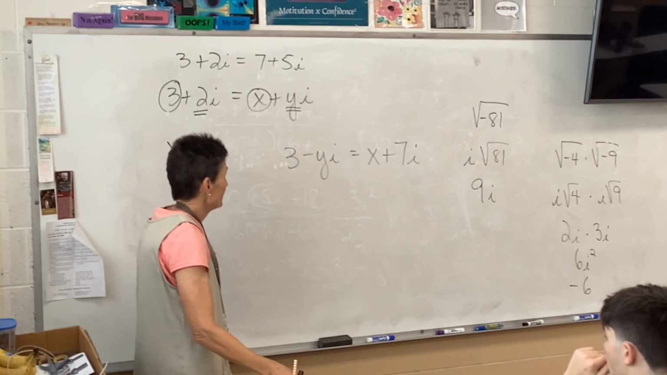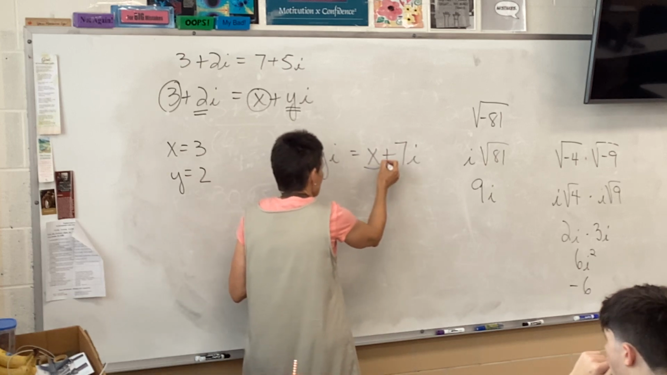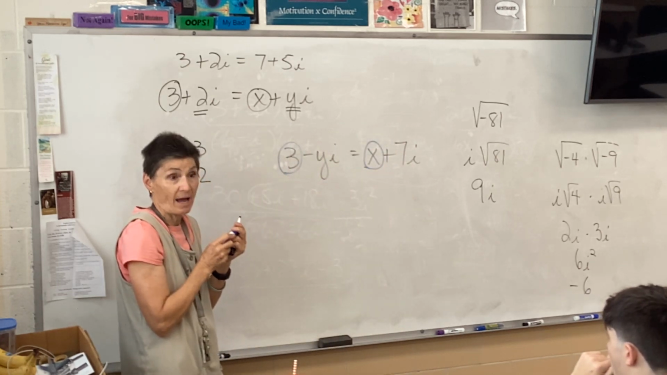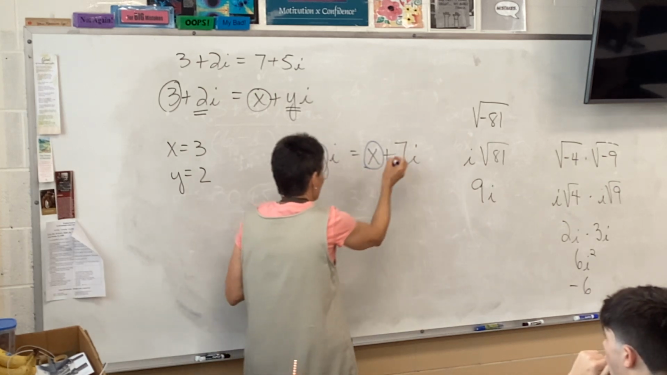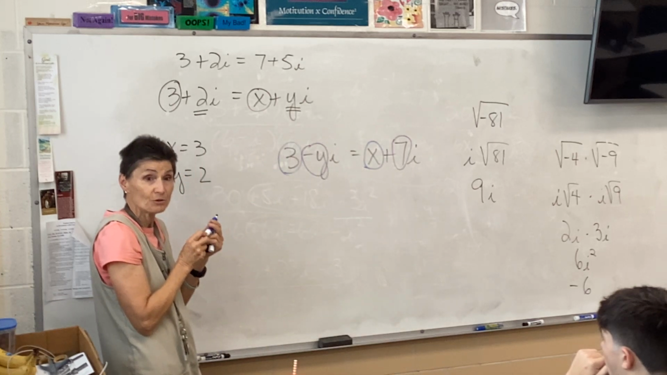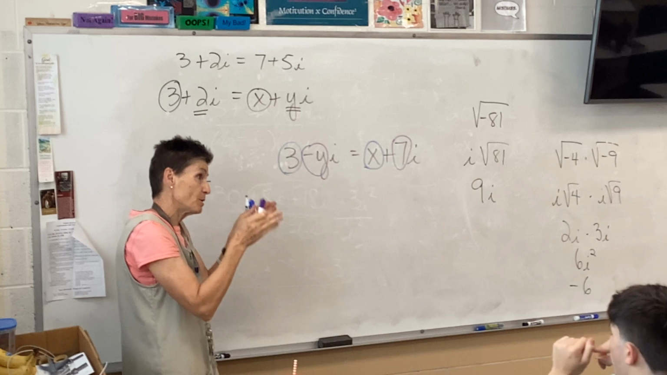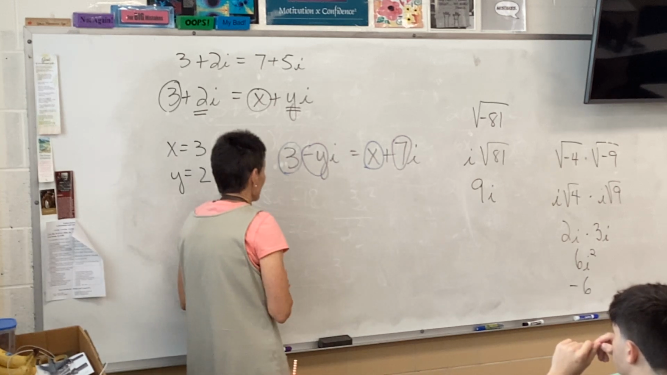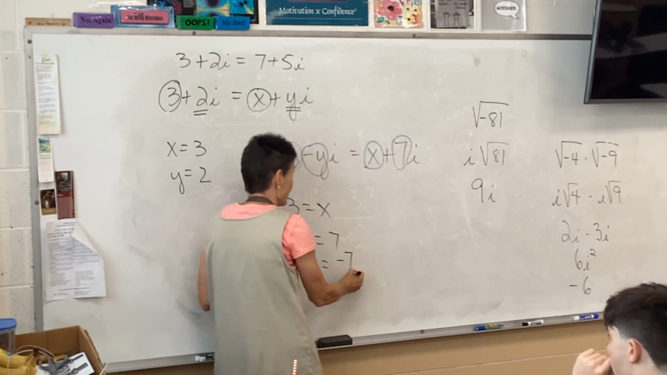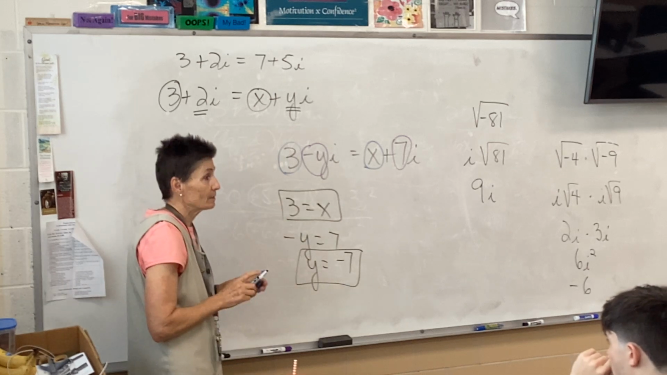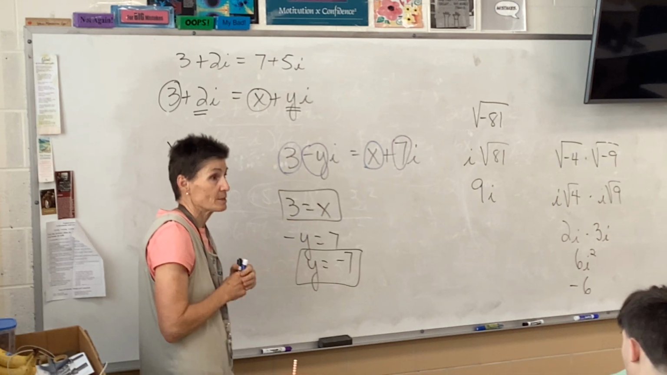Okay, here we go. Now look at it. Notice that this guy and this guy are standalone numbers. They do not have an i. This guy and this guy are not standalone numbers because they do have an i. Does it make sense to you that the blues have to be equal and the purples have to be equal? The standalone numbers are equal, the i numbers are equal. So what's my answer? 3 is X, or X is 3. And negative Y is 7, so Y must be negative 7. There we go. It's that easy. The standalone numbers match up, and the i numbers match up.